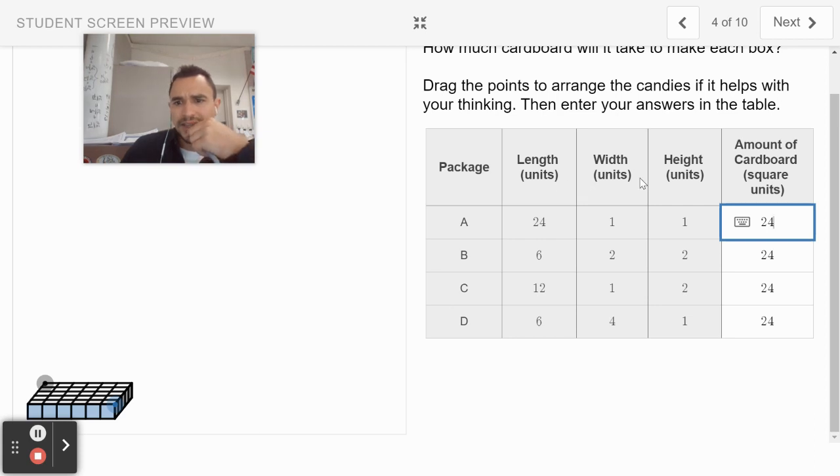So if I did the length times the width times the height, but that's not volume. That is actually, that's not surface area. That's actually volume.